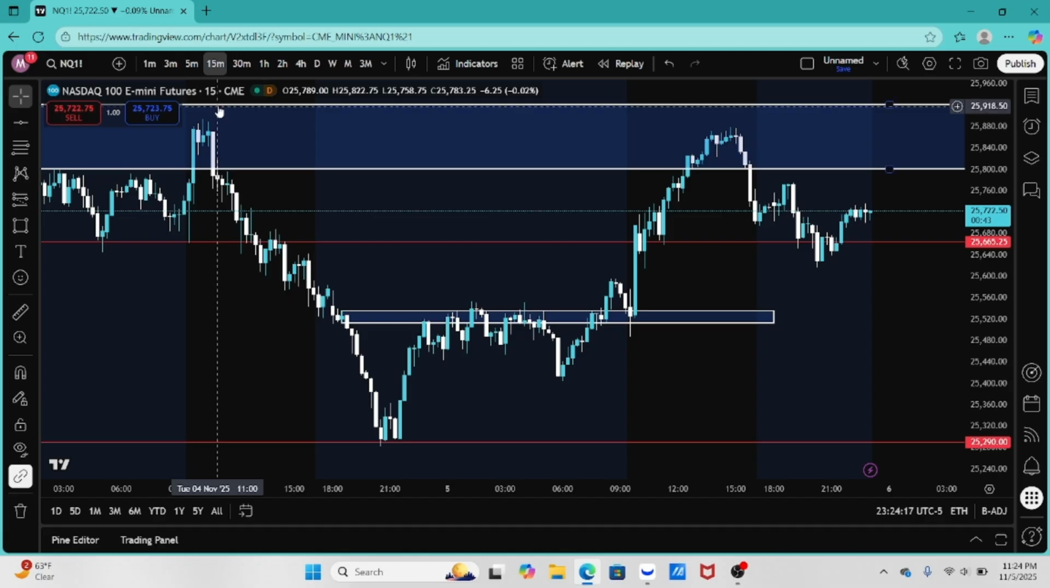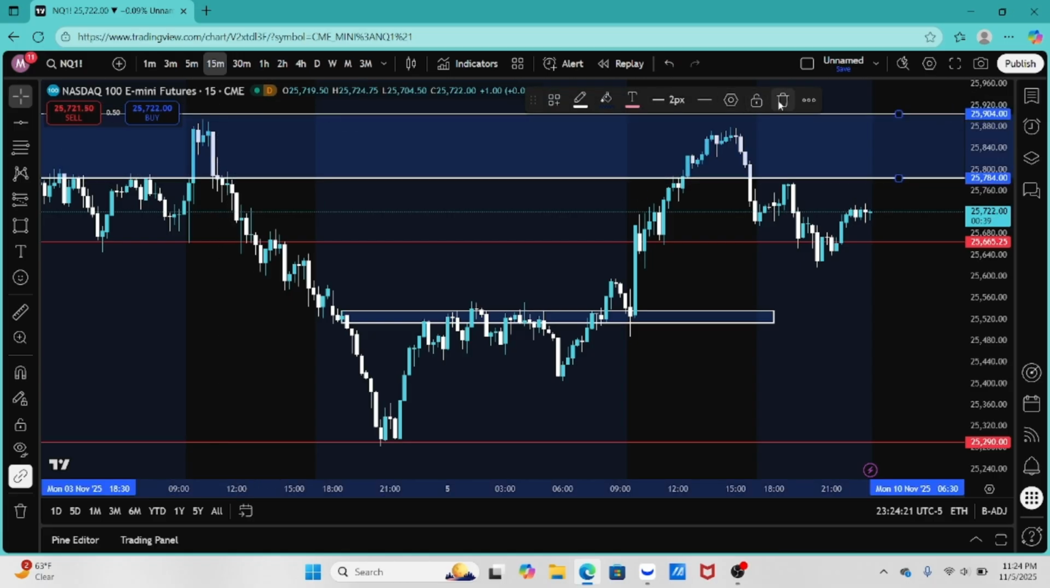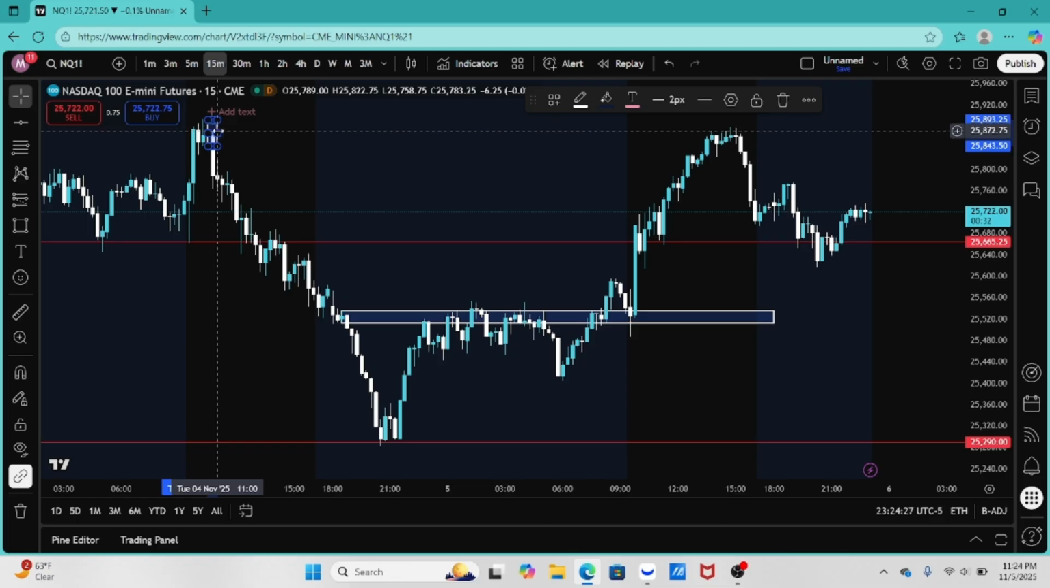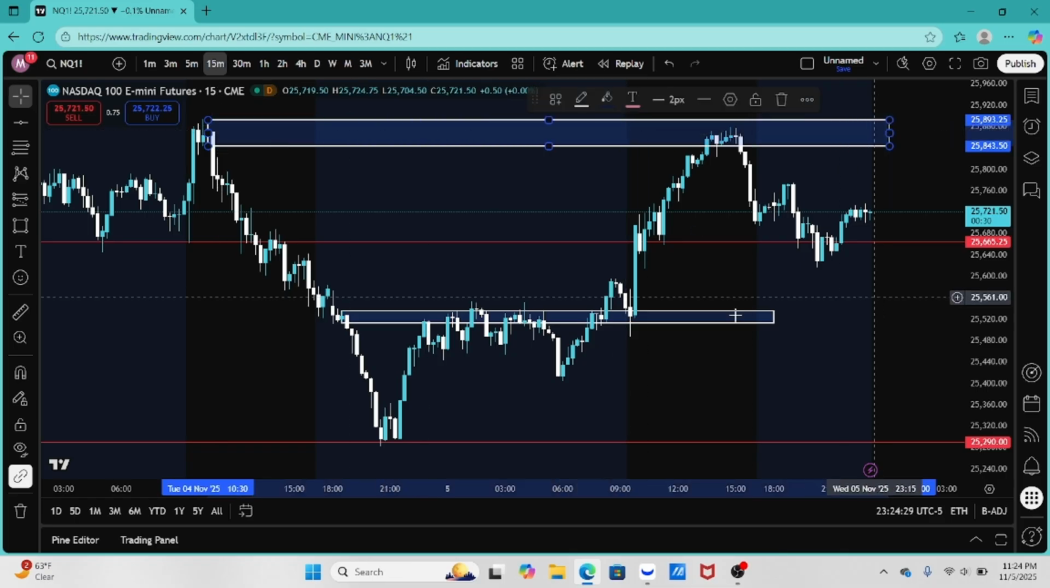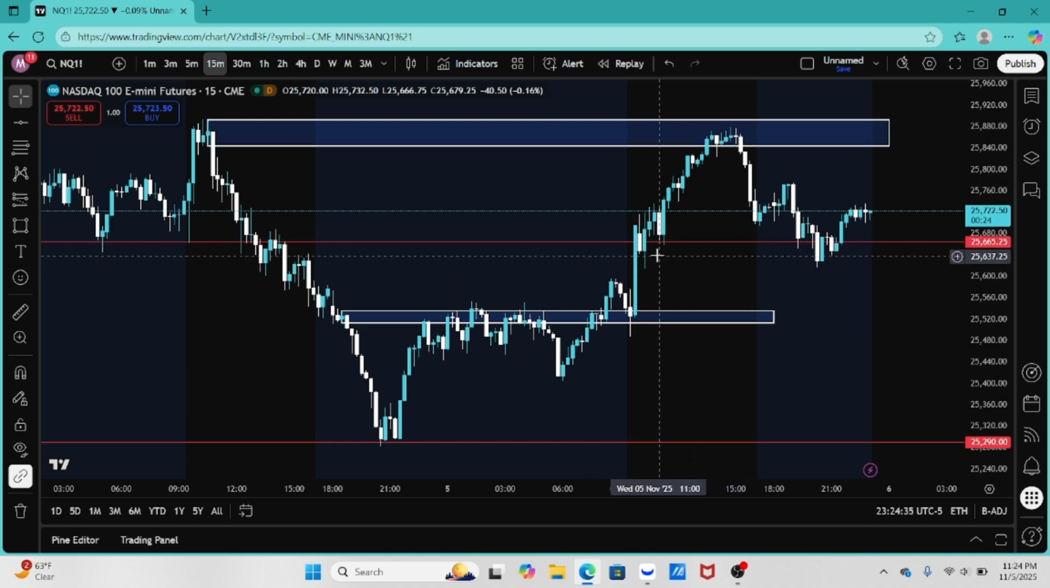Let me shorten this up. Let me just delete that. Look at this order block. Where does price go? Right to the order block. Comes back down, rebalances into the fair value gap, trades higher. Comes back into this order block, trades higher.